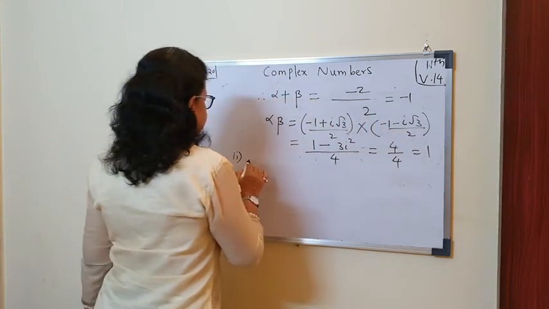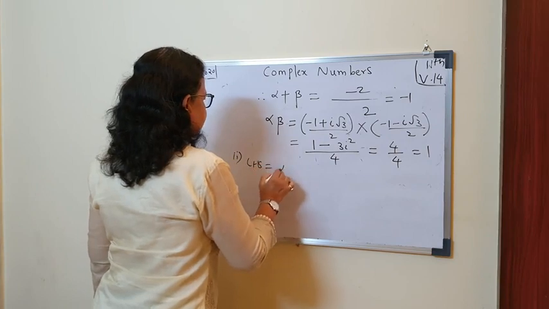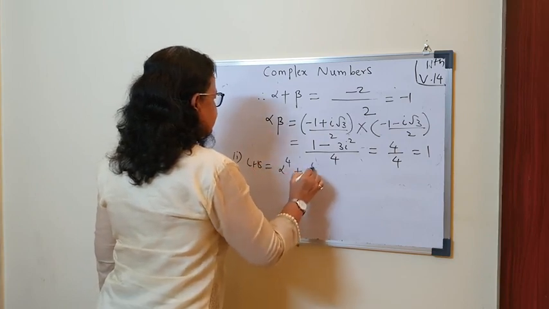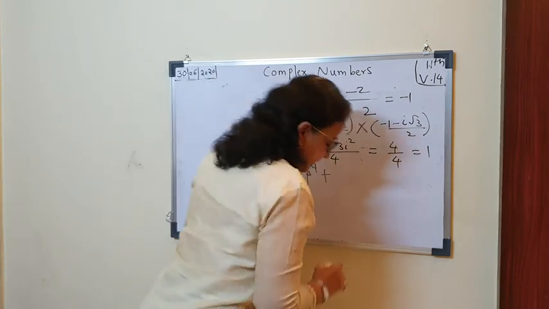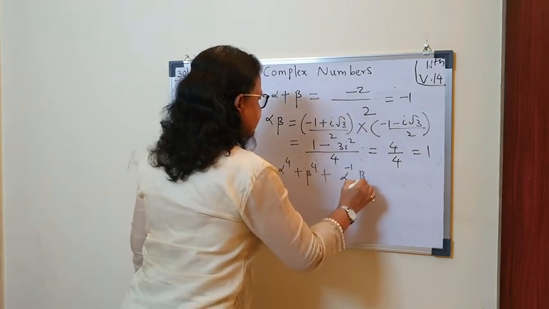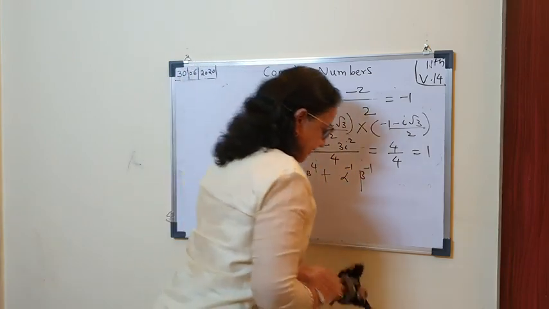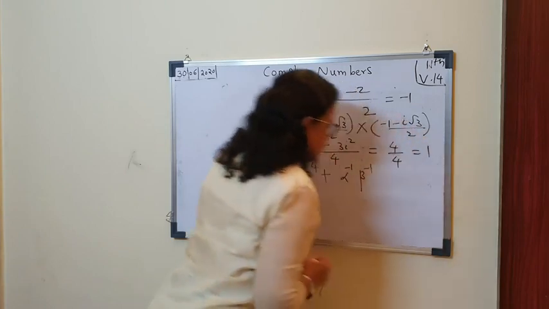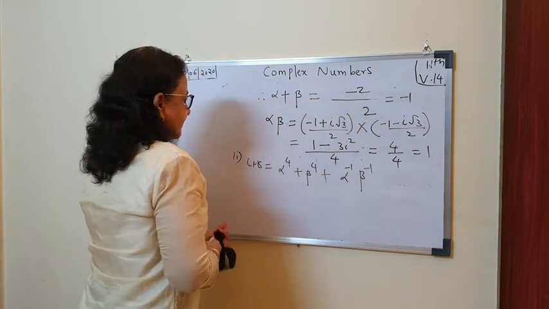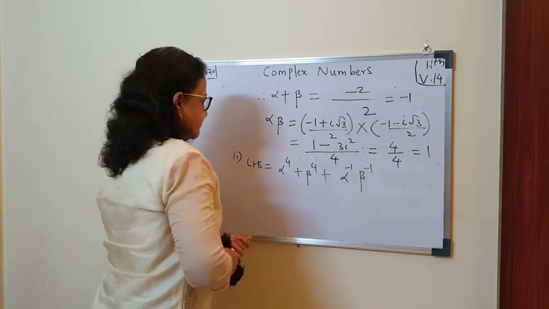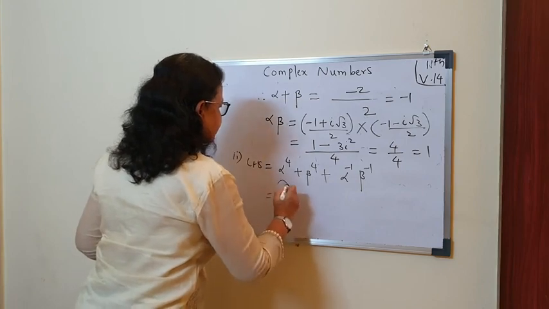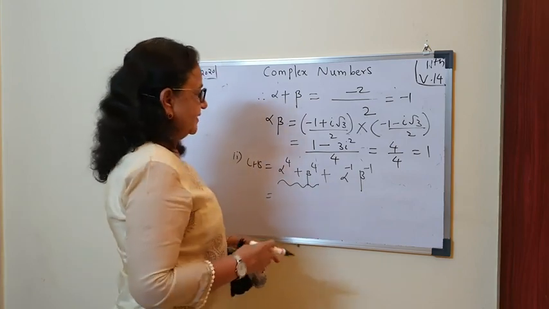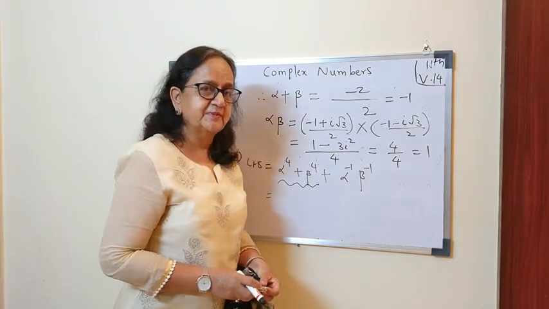On the LHS I have alpha raised to 4 plus beta raised to 4 plus alpha raised to minus 1 beta raised to minus 1. Now, how do we work this out? Observe, again like before, can I underline the first two terms? If I underline the first two, again it is of the type (A plus B) whole square.